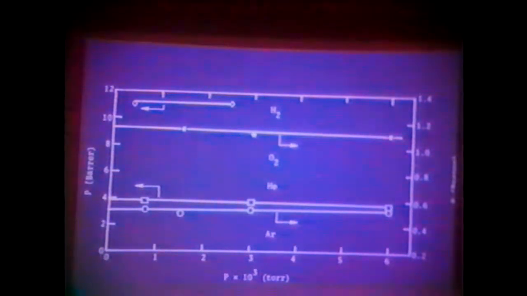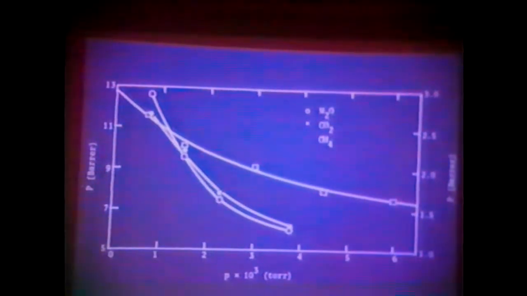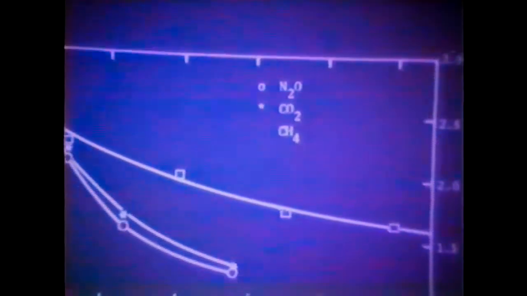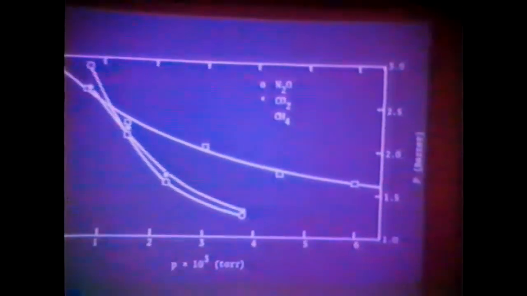And we can see that as a function of pressure, for the permeability of argon, helium, oxygen, and hydrogen, there is not much dependency on pressure. Those gases, the measurements were taken at room temperature and higher. For those gases, it's at room temperature. For other gases that we know are adsorbing, we can see that the permeability is decreasing because of the adsorption at the pore entrances.